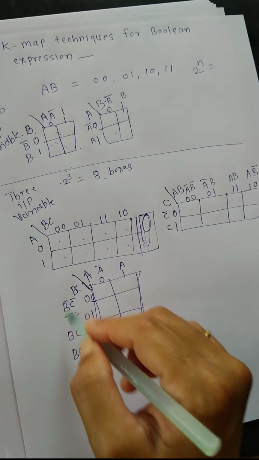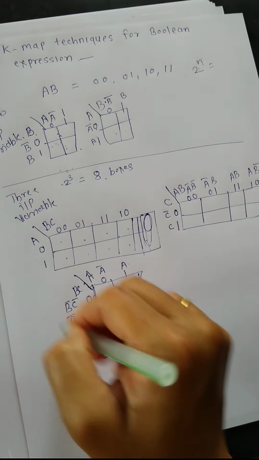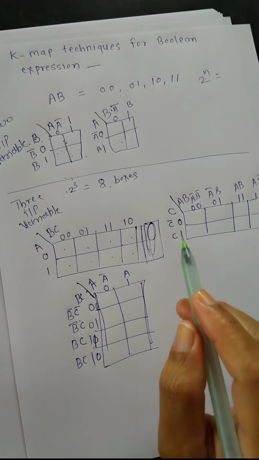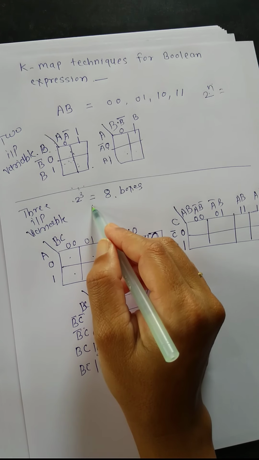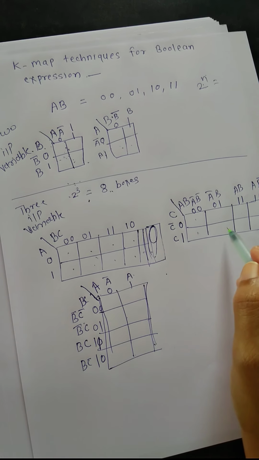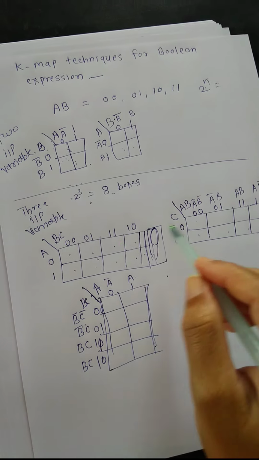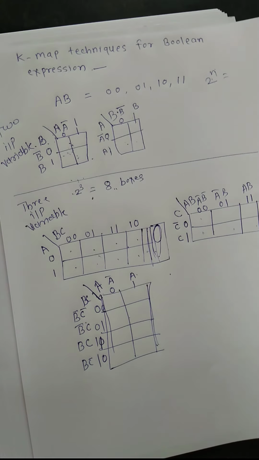This 3 variable structure we will represent in 3 ways, this one and this one. Only the input changes. For the 3 variable structure, 8 boxes are required: 1 2 3 4 5 6 7 8. Boxes required are 8, and that 3 variable structure we represent in 3 ways. Next is the 4 variable structure.